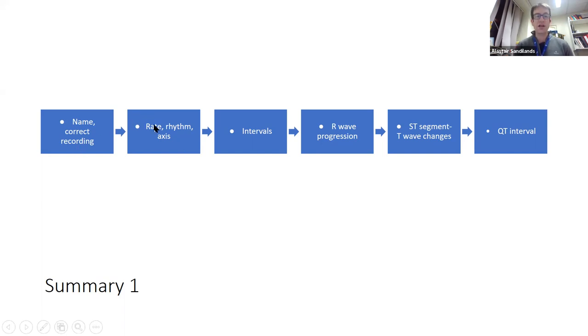So when the rate is slow, it's a bradycardia. We'll do bradycardias next week. When the rate is fast, it's a tachycardia. We'll do tachycardias in weeks 4 and 5. And then lastly, are there any ST segment changes or T wave changes to suggest it might be structural heart disease or an acute coronary syndrome? So you just stick to the protocol and you'll get to an answer.